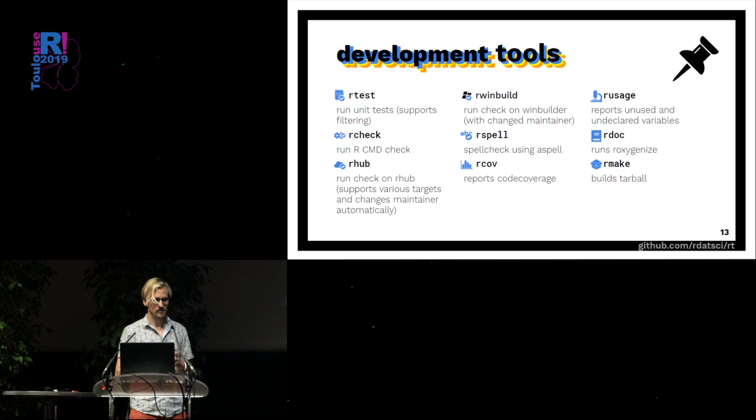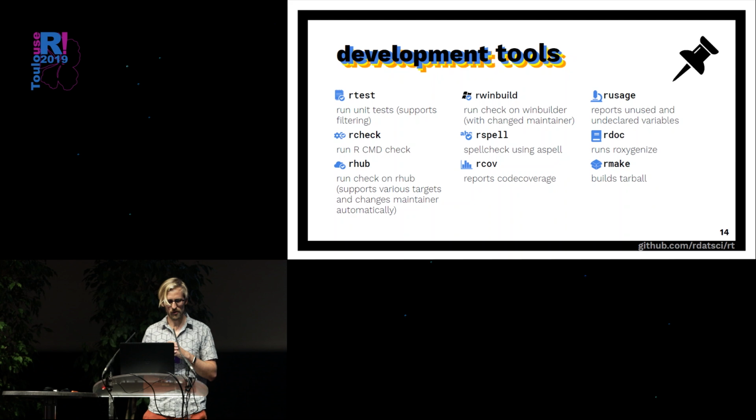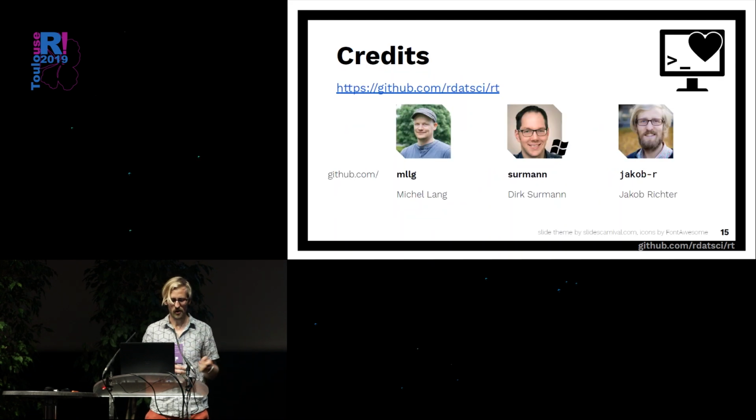Finally, I want to show you some of the highlights for our developers. My most often used function is rtest. It's perfect because it supports filtering on a subset of tests and can nicely run in the background. Most functions are self-explanatory, but I want to highlight that rhub and r winbuild can automatically and temporarily change the maintainer to yourself. This way you can easily check packages that are not yours, which is great if you work in a team and don't want to annoy the maintainer with random emails coming from WinBuilder or RHub.